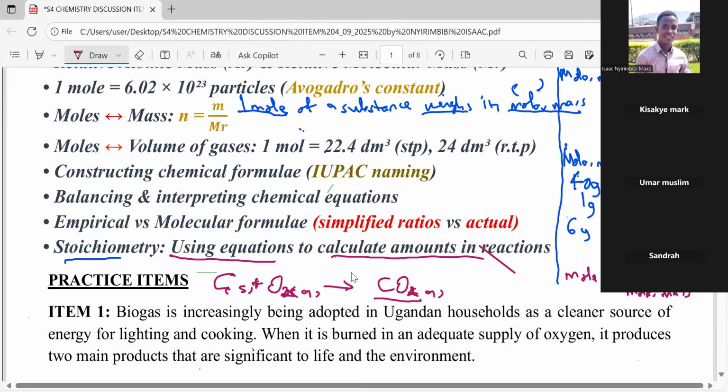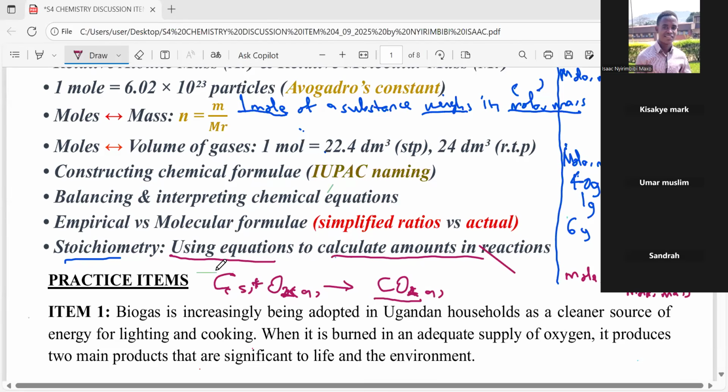So for you to answer that question, we are going to use stoichiometry knowledge, where we use an equation to calculate the amounts in the reactions. And our equation has to be very well balanced. But this equation is already balanced, so we may not need to balance it again. But we are going to see where we need to balance.